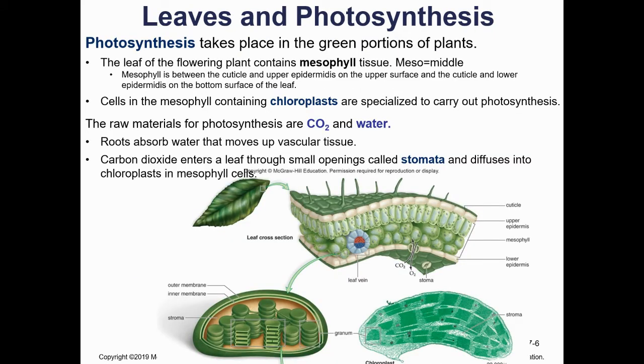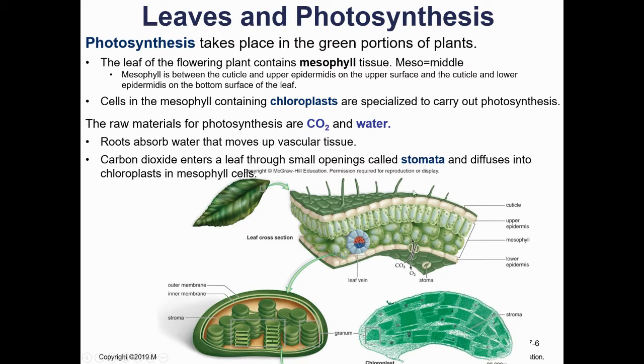So let's zoom into plants and the place where photosynthesis takes place. It takes place on the green portions of plants. So it can take place in the stems, anywhere that's green, but primarily we're looking at the leaves. The leaves of flowering plants contain mesophyll tissue. When you see meso, that prefix means middle. So mesophyll is this middle portion.